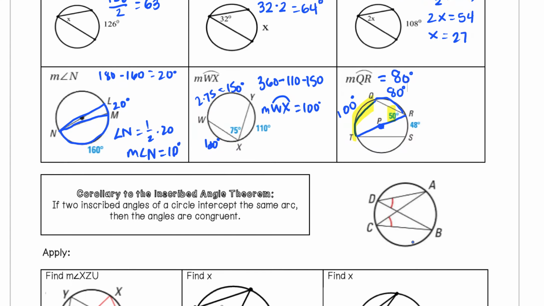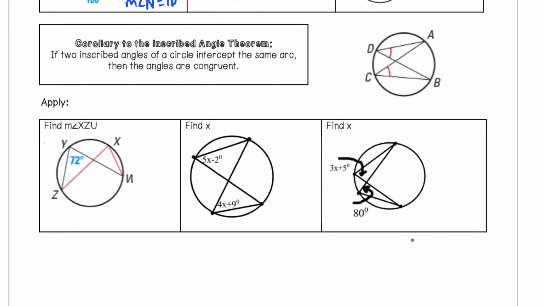Next up, we are going to look at a corollary to this theorem. The corollary to the inscribed angle theorem states that if two inscribed angles of a circle intercept the same arc, then the angles are congruent.